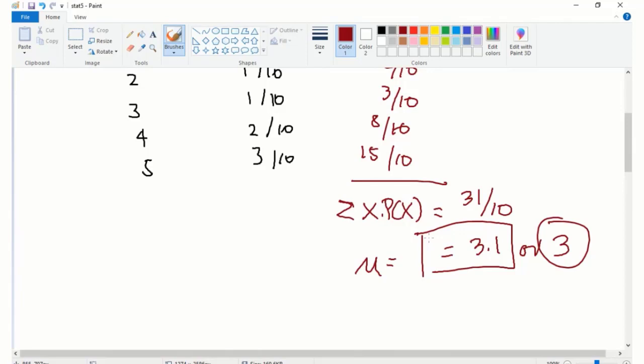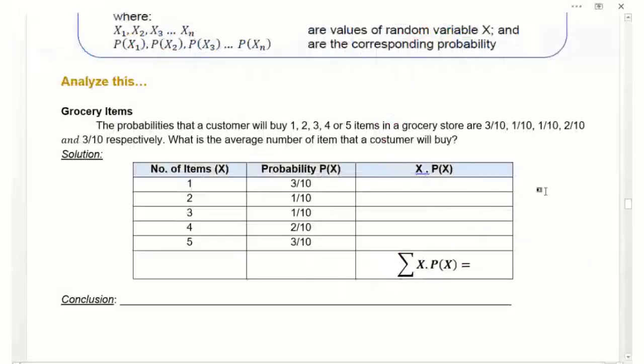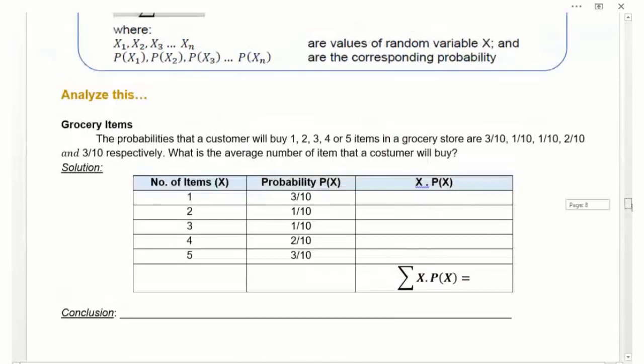Makaabot talaga ng 3 items ang binibili ng customer whenever they go to the mall or they go to that store to buy something. Hindi bumababa sa 3, no? Usually talaga 3 or mas marami pang items ang binibili ng customer. 'Yon ang ibig sabihin ng 3.1 na average for this problem. Okay? 'Yun ang ibig sabihin nun.